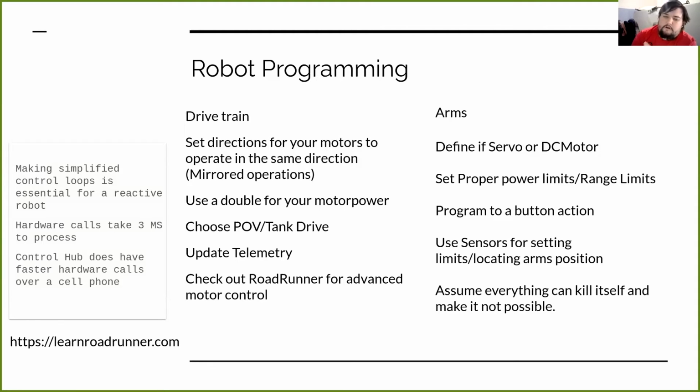Now, the other thing that I want to talk about really quick, and this is kind of an advanced topic, is your control loops. Okay, so essentially, everything within your op modes or your teleop is all going to be in a single loop. And so every single thing that you do that's a hardware call is going to take 3 milliseconds to process. So every time you say, hey, set power to motor, every time you read a sensor, every time you do something like that, it's going to take 3 milliseconds.